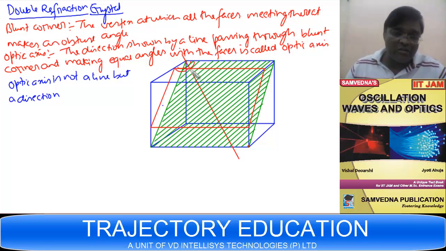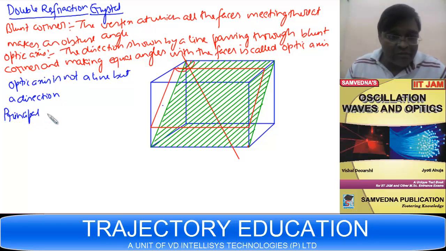And since optic axis is not a line but a direction, even this plane, the red one, is also containing this direction shown by this line. See, the green one is containing the line itself, so it contains the direction also. But the red one is containing not the line but the direction shown by the line. So I can say even the red one is also containing the optic axis. So that's also called principal section.